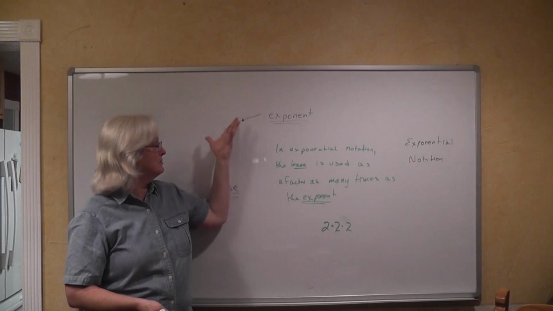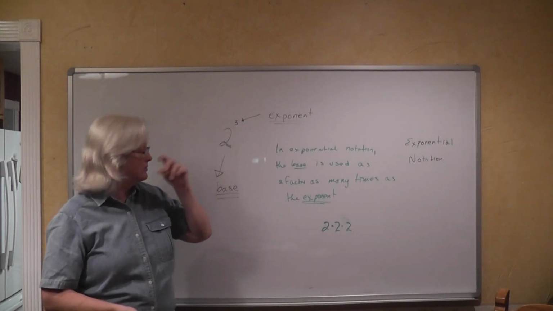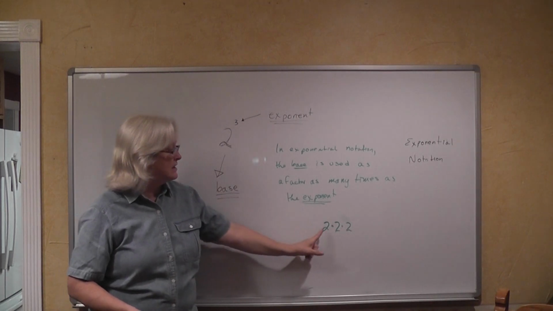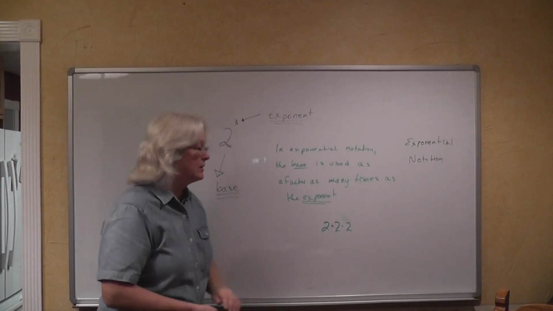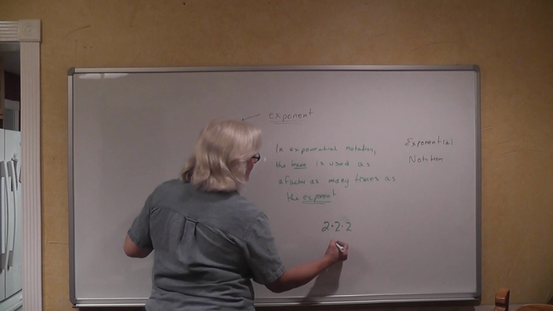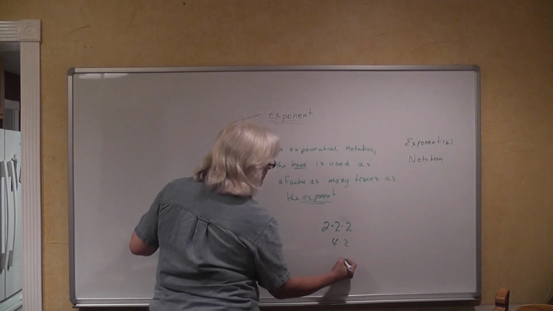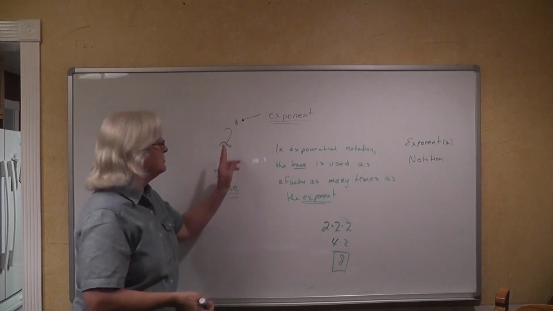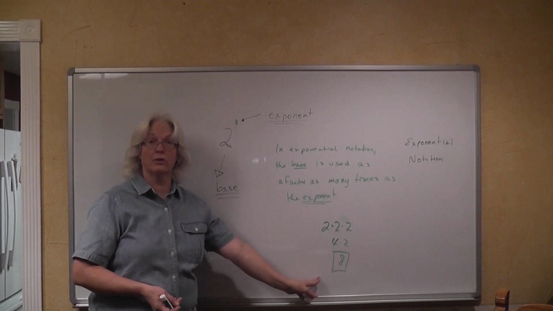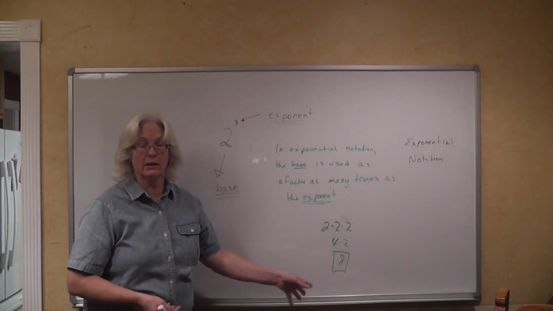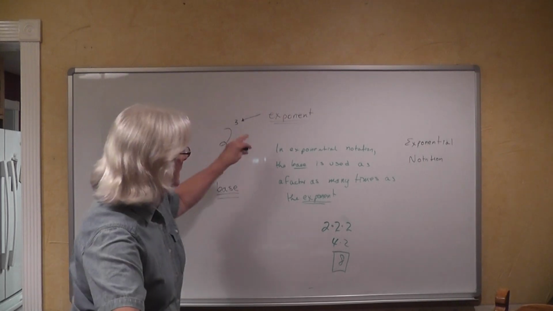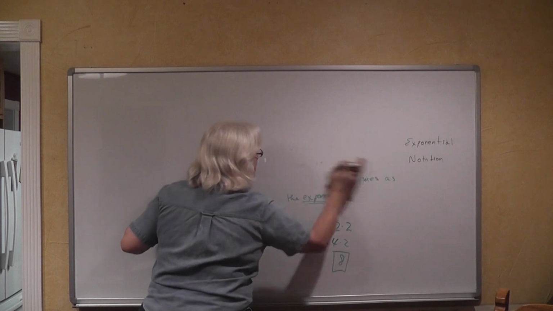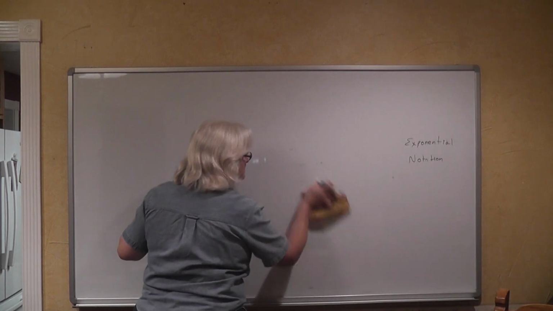So if they ask you to simplify 2 cubed, or 2 to the third power, you're going to have to realize that that means 2 times 2 times 2, and that when you simplify that, you're going to end up with 8. So 2 cubed, or 2 to the third power, is equal to 8. And your book goes through illustrating for you how to read those numbers, how to read those exponents.